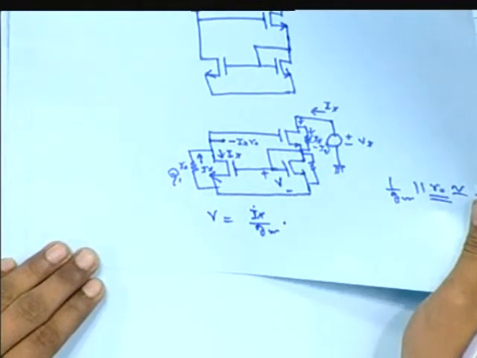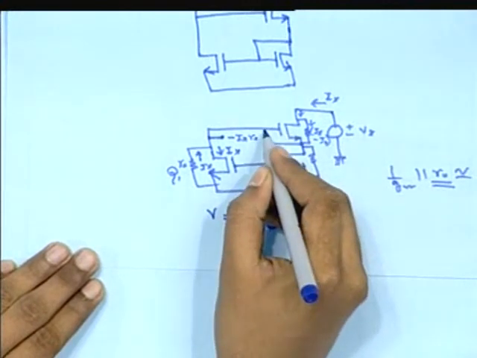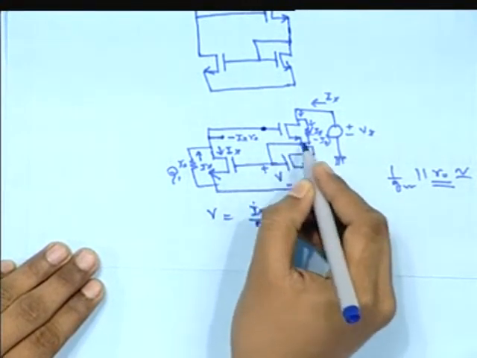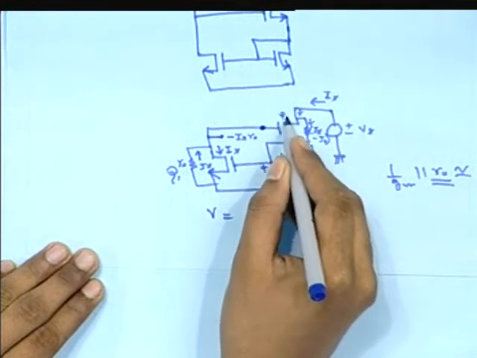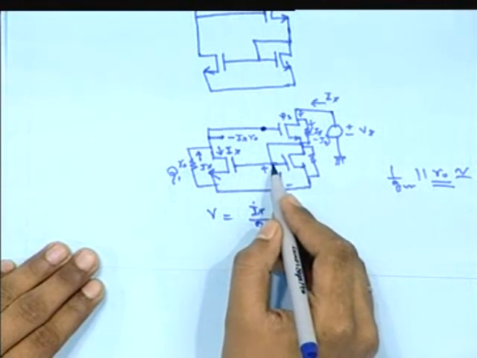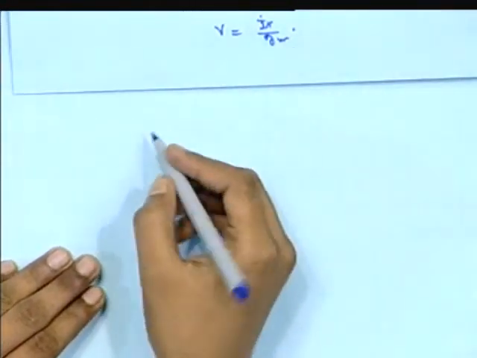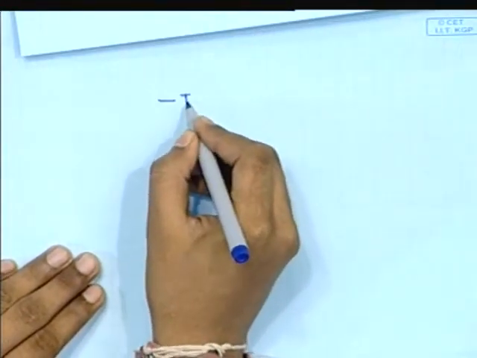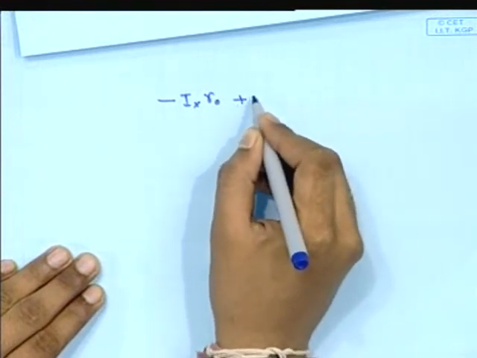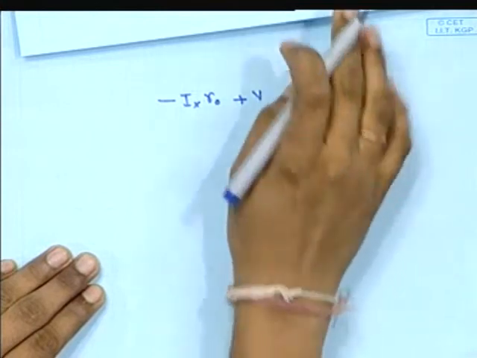Now we have to find the voltage of this transistor, that is, the VGS of this particular Q3 transistor. It is nothing but this node voltage minus this V. Now this node voltage is nothing but minus Ix R naught, and what is V? V is nothing but Ix by Gm.